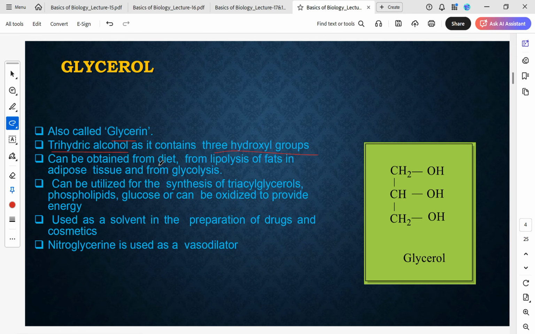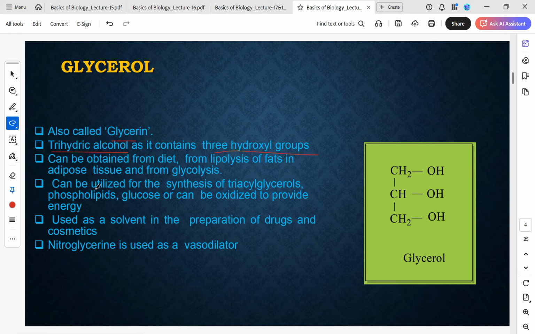This can be obtained from the diet, from the lysis of fats present in adipose tissue. So within the body there are cells known as adipose cells, which are used for storage of fat. These fats, if required, can be taken out of the adipose cells and broken down to be utilized in various metabolic reactions.